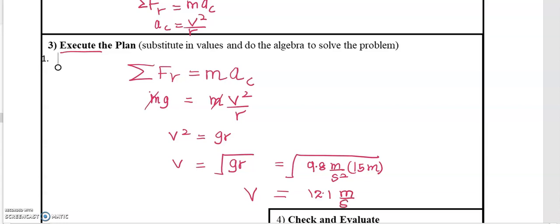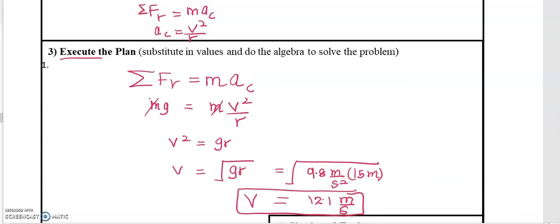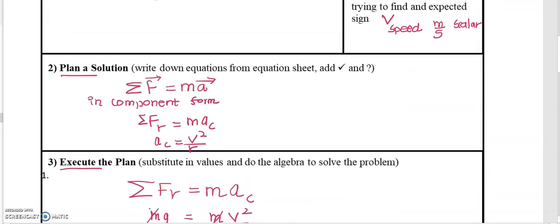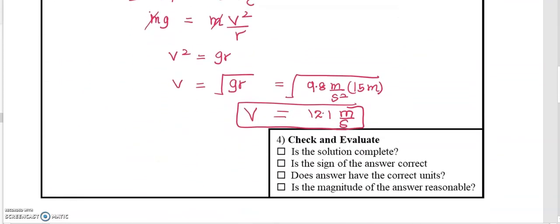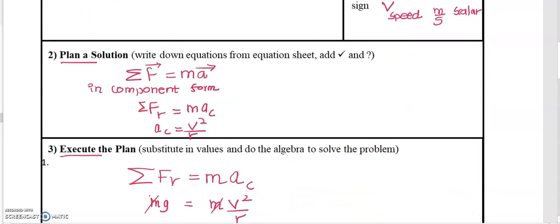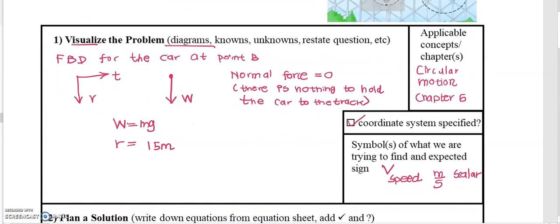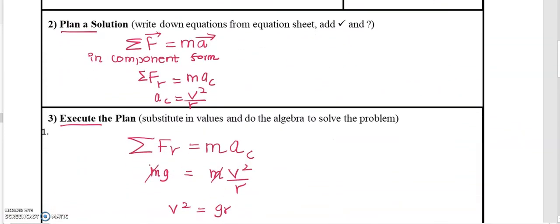and 12.1 meters per second. So if the car goes faster than this at point B, it will definitely fly off the track, or else you need a higher downward normal force to make sure that the car is not going to fly off the track. So we have solved for the speed of the car, and the problem is complete.